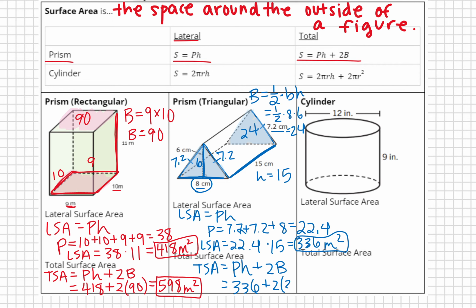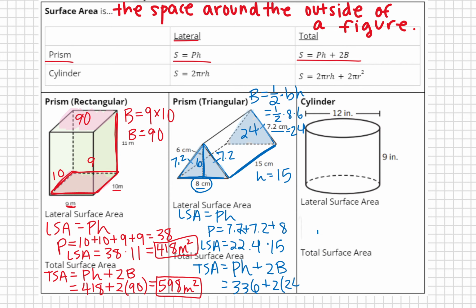Calculate this out. 336 plus 2 times 24. 384 meters squared. Before we do the cylinder, I'm going to erase some of the work to make more space. So make sure that you have written down everything for the triangular prism before you continue. Okay, now I'm just going to erase some work to make room.